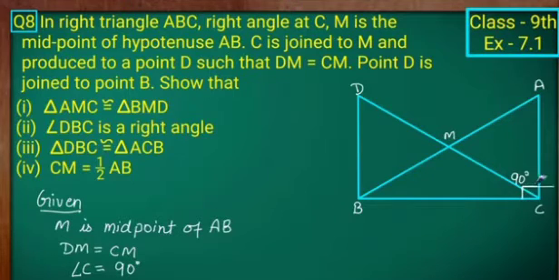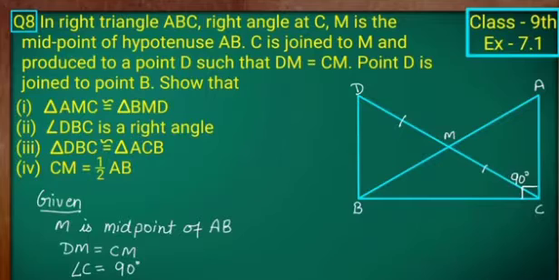Right angle at C, so the angle C is 90 degrees. Right angle means 90 degrees. Then M is the midpoint of hypotenuse AB. So here M is the midpoint. C is joined to M and produced to a point D such that DM equal to CM. Students, listen carefully, which is given: DM equal to CM.